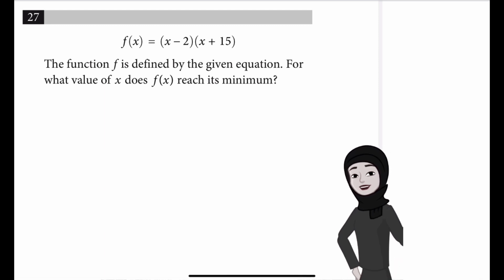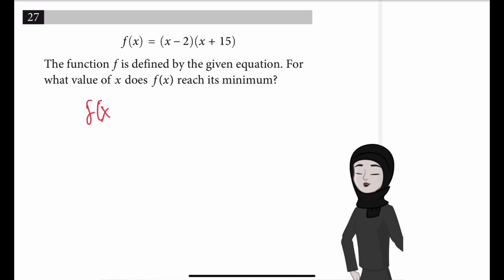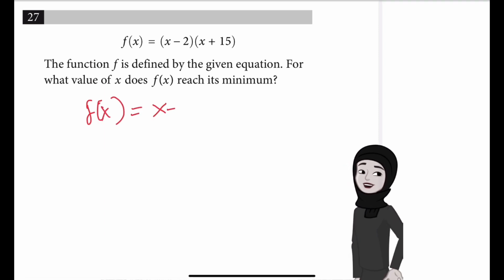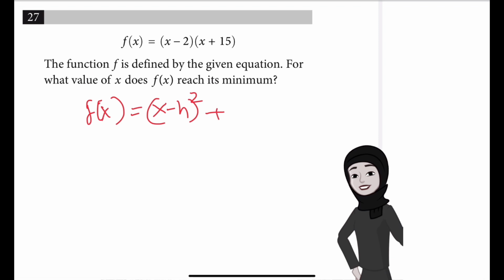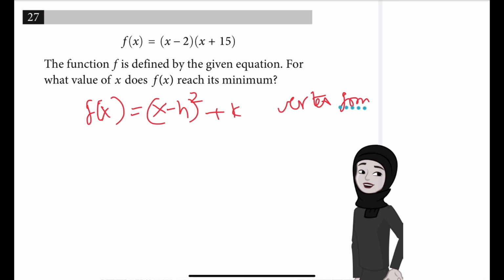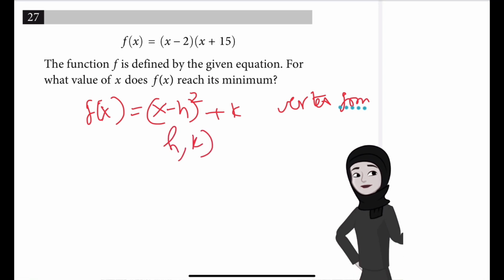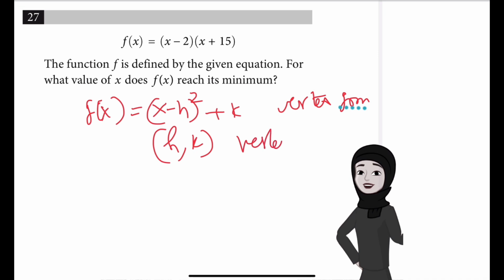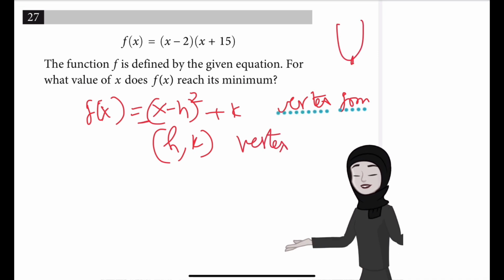in the form... So what form do we have to write? We have to write it as f of x is equal to (x minus h) squared plus k, the vertex form of the parabola, where f of x reaches its minimum k when the value of x is h. So the (h, k) which we get is the vertex. So the minimum will be at the vertex if it's an upward facing parabola.